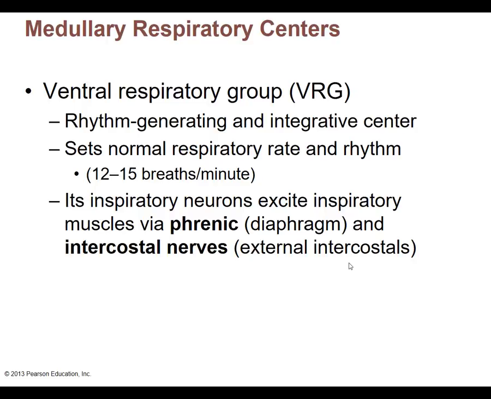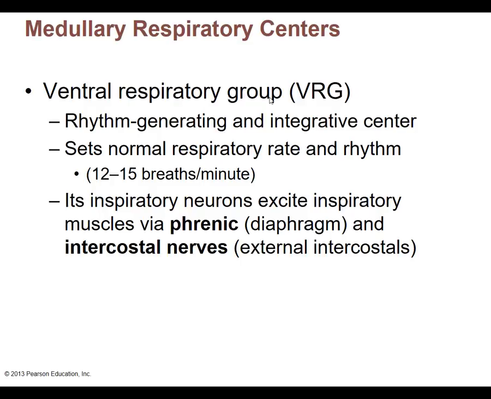Now, the interesting part is that we can suppress the ventral respiratory group, which isn't good. The ventral respiratory group makes us breathe. You can completely suppress it if you overdose on morphine or alcohol. It will shut down our ventral respiratory group. This is why a lot of people die from overdosing on morphine and alcohol: the ventral respiratory group is no longer telling their diaphragm and external intercostal muscles to contract, and you just stop breathing.